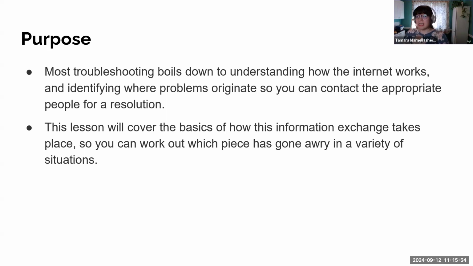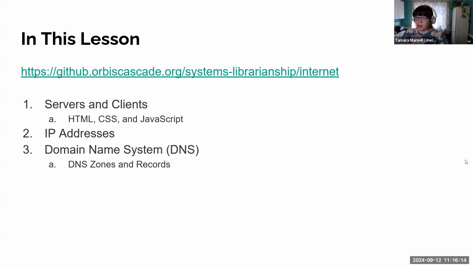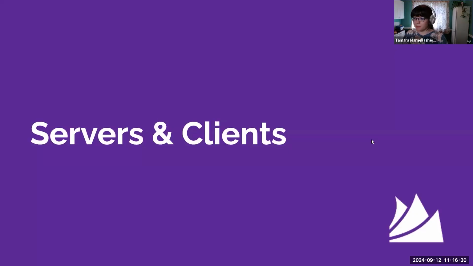So this lesson and the one that I'll present next time will cover the basics of how information exchanges take place, so that you can work out what has gone awry and answer that seemingly complex question with: this is where it broke, this is the person who needs to fix it. In this lesson, it's going to be the first three sections of that GitHub page: servers and clients, which will include HTML, CSS, and JavaScript; IP addresses; and the domain name system, including zones and records. So first, servers and clients.